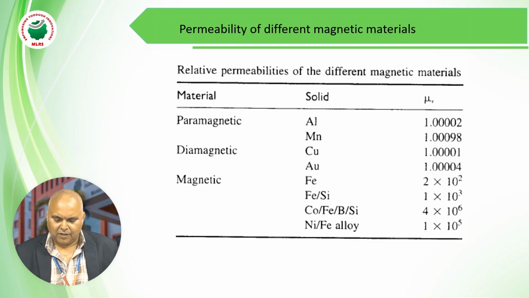In another material, there is 4 times 10 to the power of 6. There is a combination of cobalt, iron, boron, silicate. This one acts as a permanent magnet. The value is very high, 10 to the power of 6 or 5 times for nickel iron alloy. These are the alloys where we can use permanent magnets.